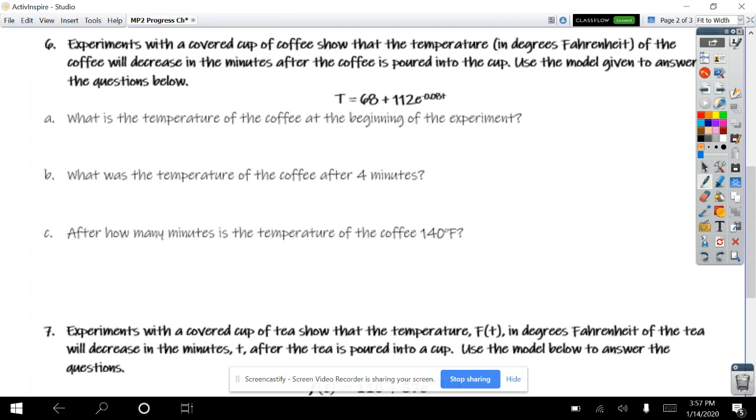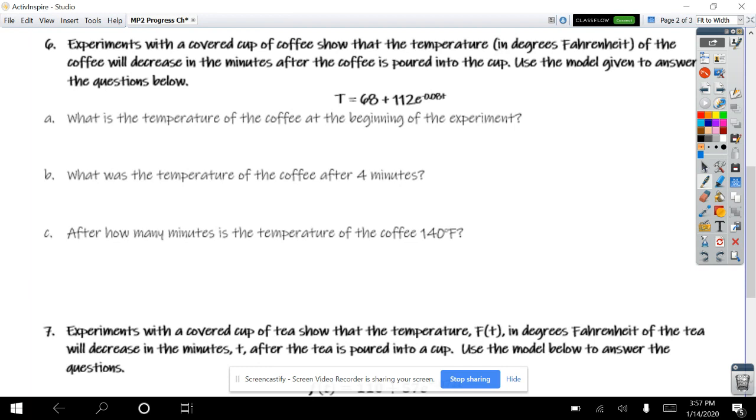All right, so the reason we practice that is because in these next 2 problems, we're going to be doing a lot of calculator use for this. So the first word problem says, experiments with a covered cup of coffee show that the temperature in degrees Fahrenheit of the coffee will decrease in the minutes after the coffee is poured into the cup. Use the model to answer the questions below. So luckily, you don't have to write a model. You just have to be able to use this model.